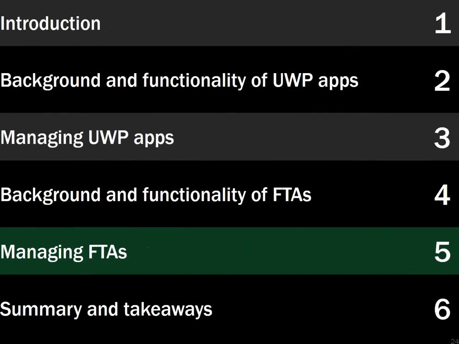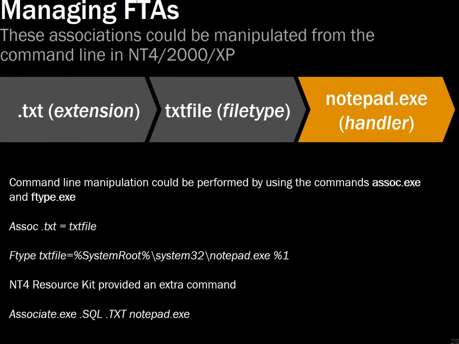So how do we go about managing file type associations, or did we even? Now, in NT4, 2000 and Windows XP, we had a bunch of command-line tools that we could use to manipulate the relationship between the extension, the file type and the handler. The main commands you're probably familiar with are assoc.exe and ftype.exe. Using the assoc command, you just type in .txt and map that to the text file. Then you'd use ftype to map the text file to the notepad.exe handler.